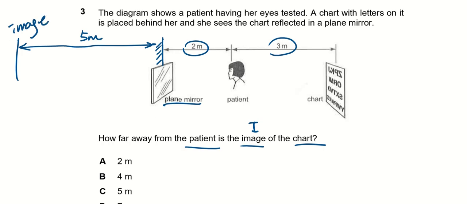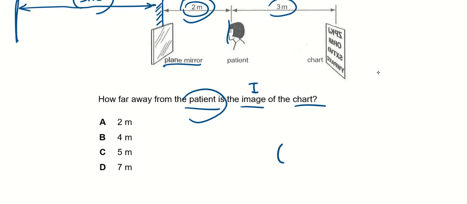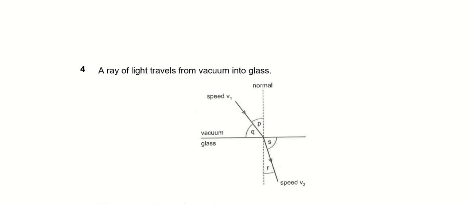But they are not asking for how far the image is from the mirror. They're asking from the patient. So it is 2 plus 5, because the patient is here, the image is here. So the answer is D. Okay, question 4.